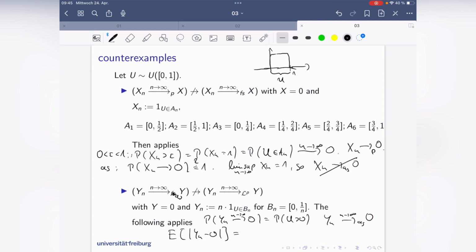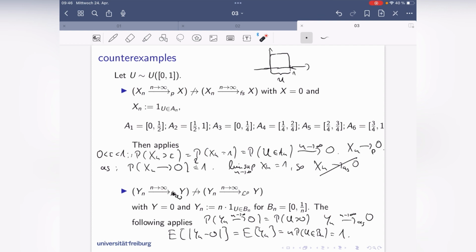So what is this? The expectation of yn, because yn is non-negative anyway. And this here is n if u is in Bn. So n times the probability of u in Bn. The probability that u is in Bn is 1 over n. n times 1 over n is 1. Which means this here does not go down to 0. Which means that it does not converge in Lp to 0.